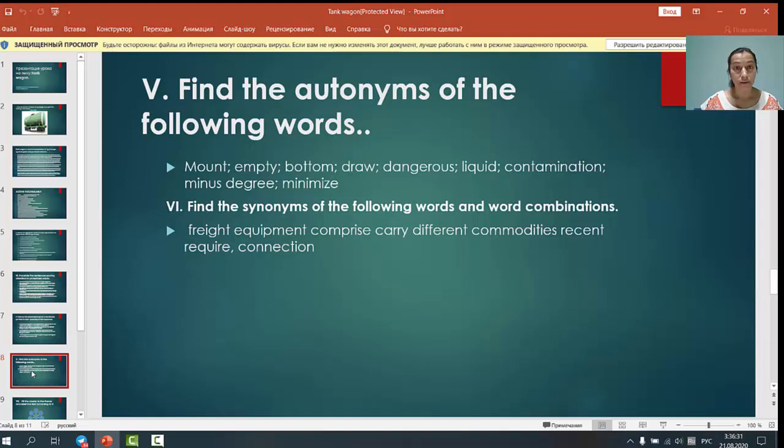Find the antonyms of the following words, where you have: mount, empty, bottom, draw, dangerous, liquid, contamination, minus degree, minimize.